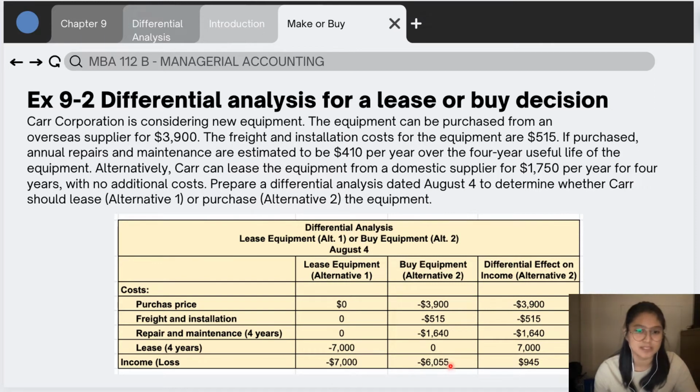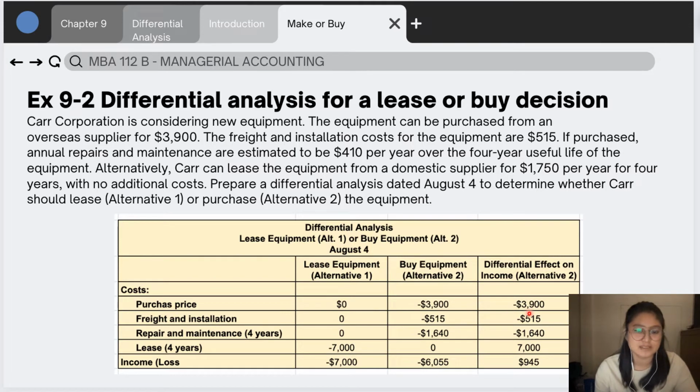and the total income or loss would be $6,055. While for alternative 1, the lease amount for the equipment is $1,750 per year for 4 years, so that's $1,750 times 4, which would be $7,000. Now, as discussed earlier, the differential effect on income can be determined by deducting alternative 2 from alternative 1.